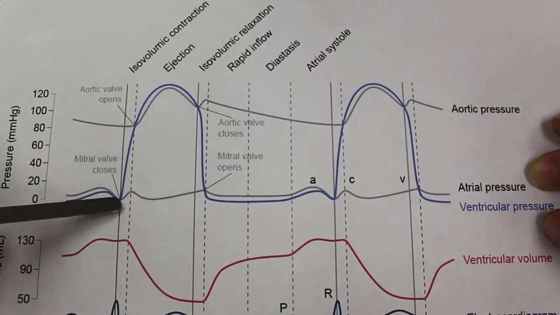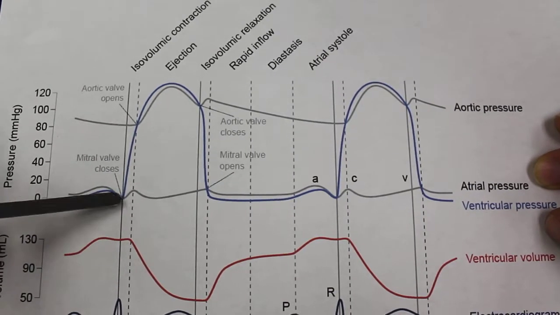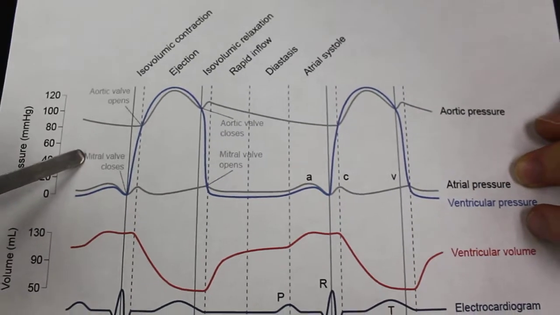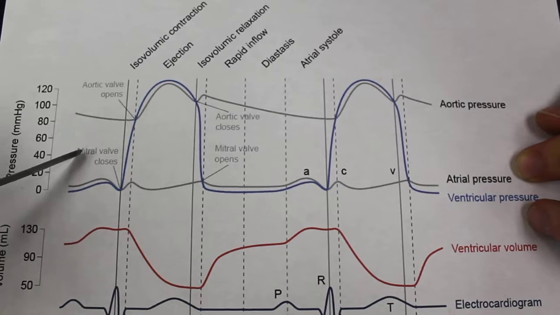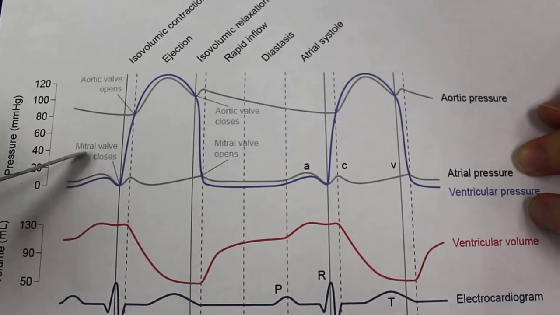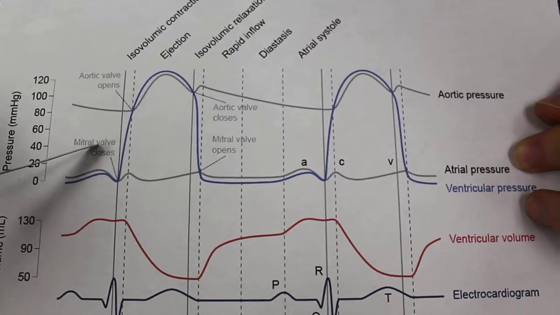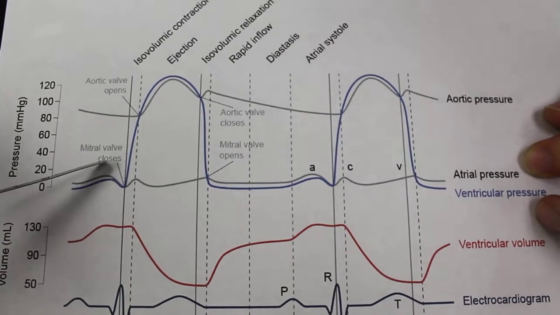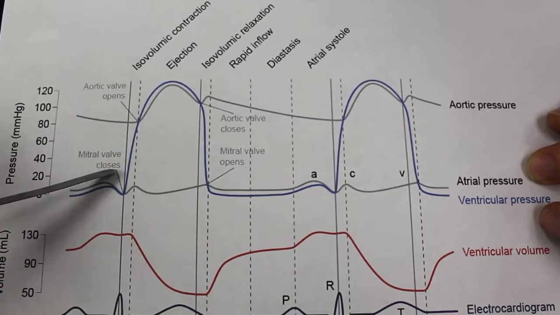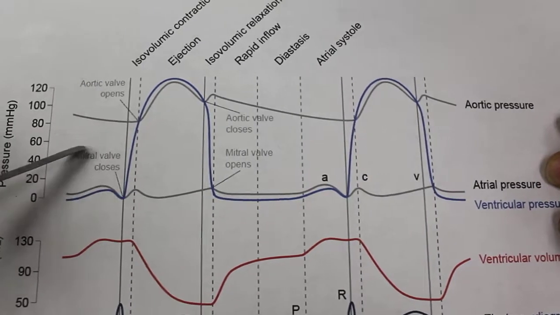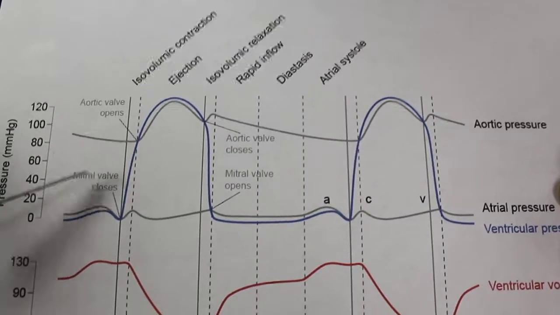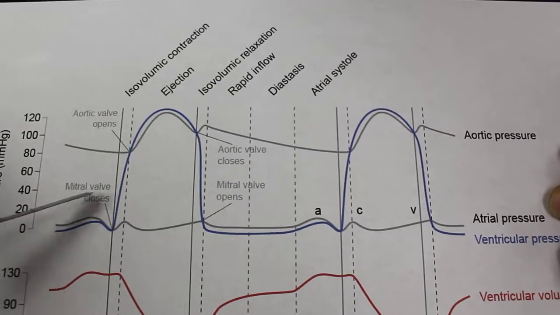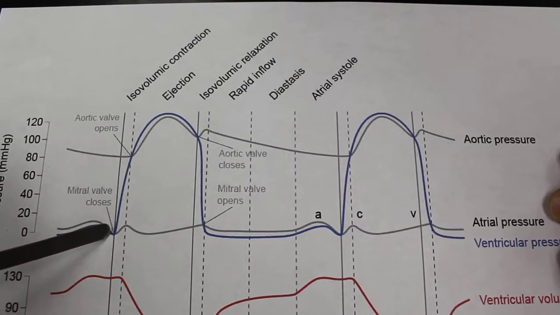Now, once those pressures meet each other, once they are equal, that's going to cause the mitral valve, which is the valve between the atrium and the ventricle, to close. It's going to close with a snap. And that snap is going to be the S1 sound, the mitral and the tricuspid being the similar valve on the right side of the heart. Remember, this is the left side. So that valve closing with a snap.